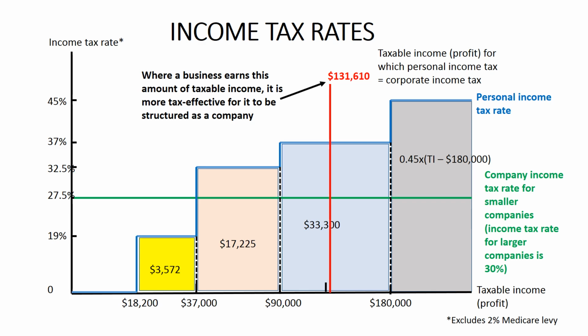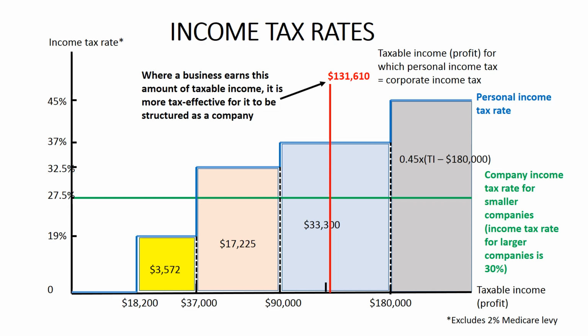However, if the sole trader business makes a profit of between $18,200 and $37,000 in a year, then the sole trader must pay tax on each dollar of profit above $18,200 at the personal income tax rate of 19%. For example, if the business makes a profit of $18,201, then the sole trader must pay tax on that extra dollar. This tax is calculated at the rate of 19% and amounts to 19 cents.